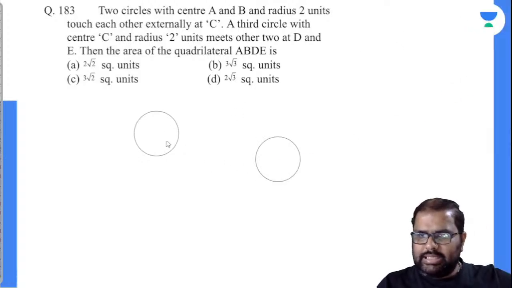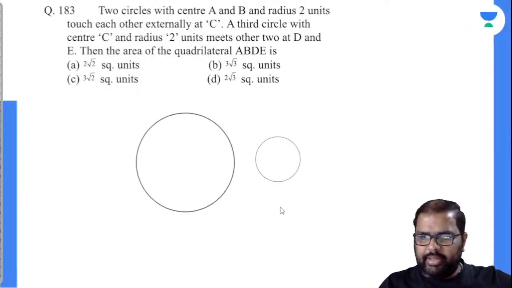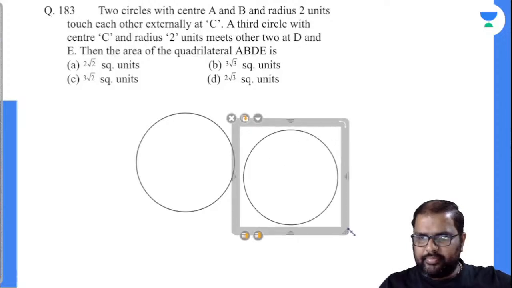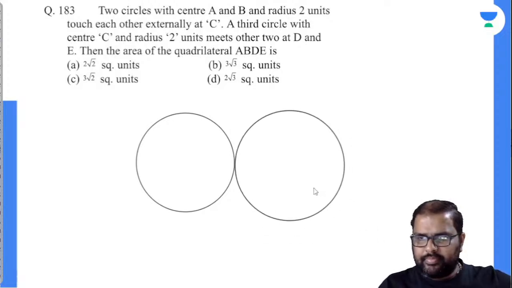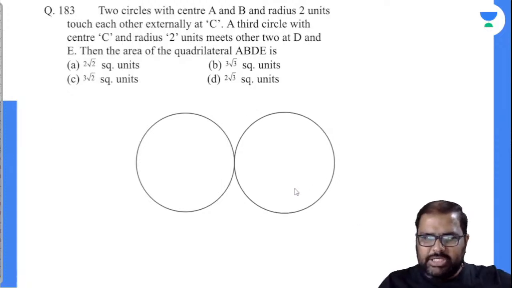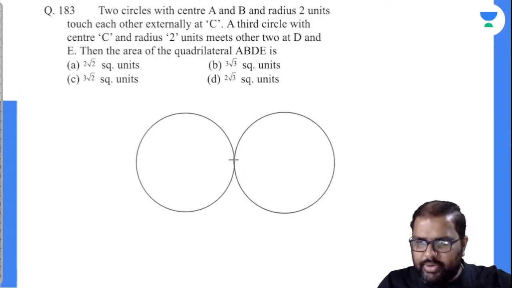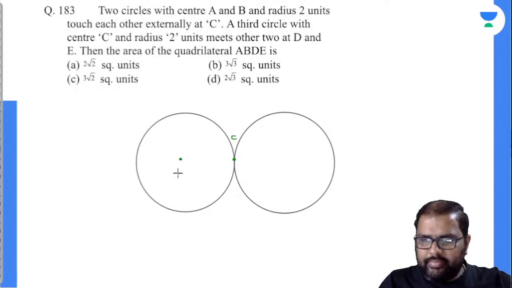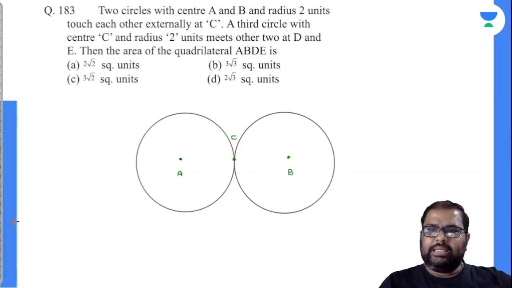So there are two circles, it seems, with centers A and B. Okay, the point here is they touch each other at C. Now, this is the point called C, and this is your point called A, and this is your point called B. A third circle with center C and radius 2 units meets the other two at D and E, it seems.